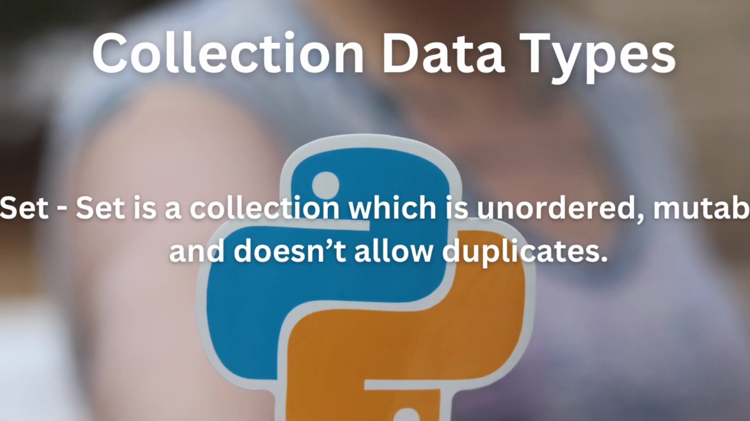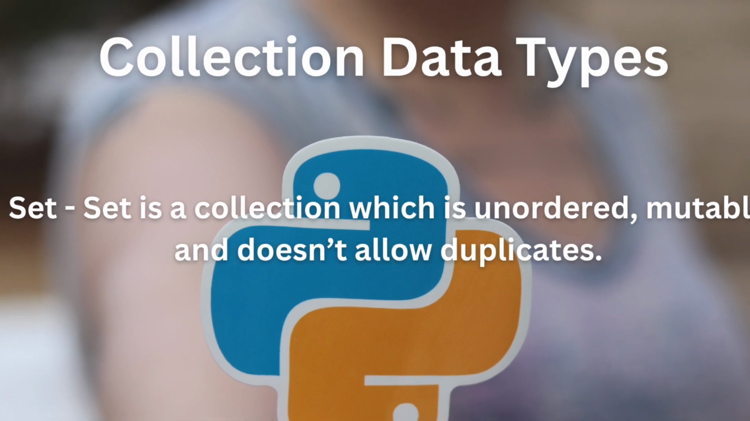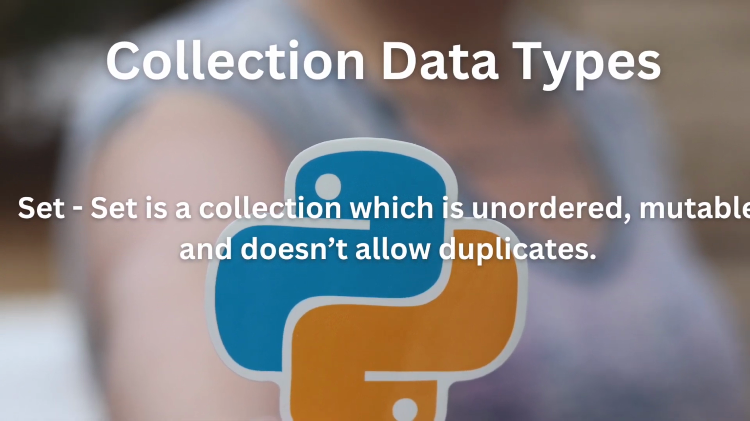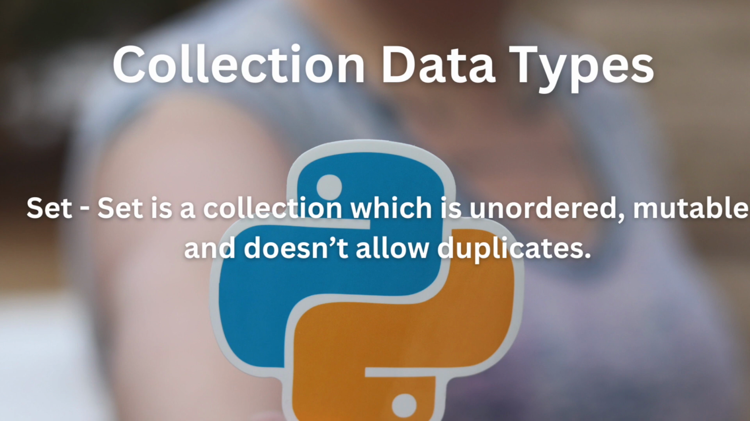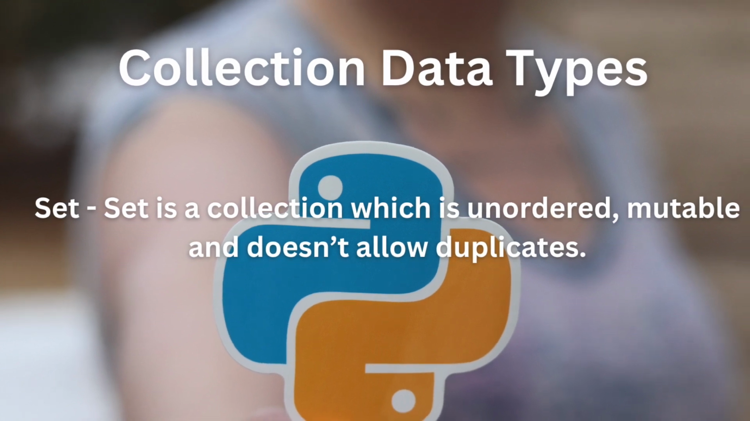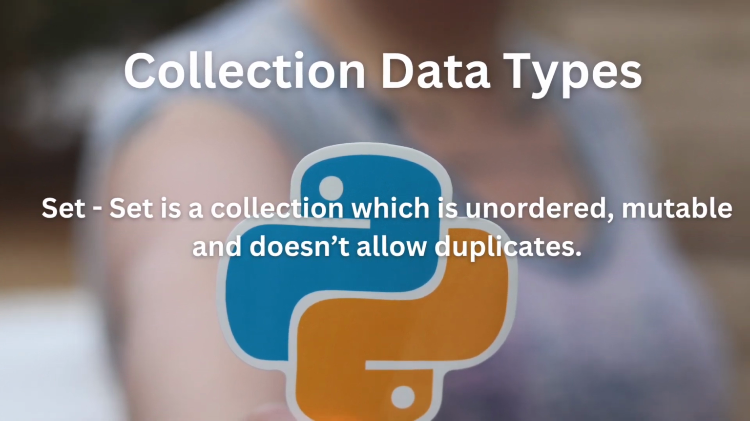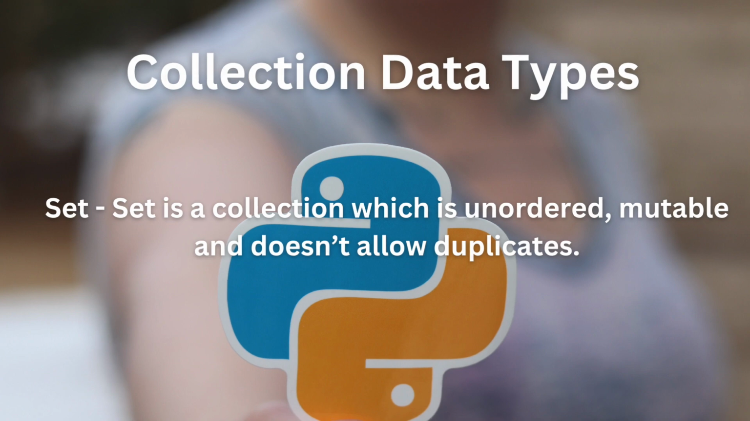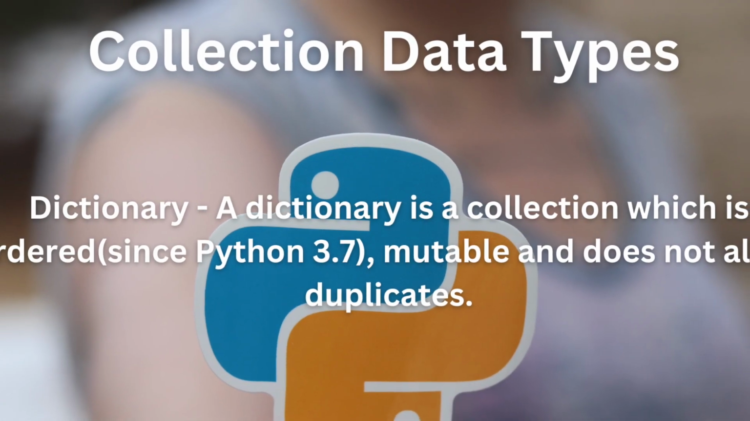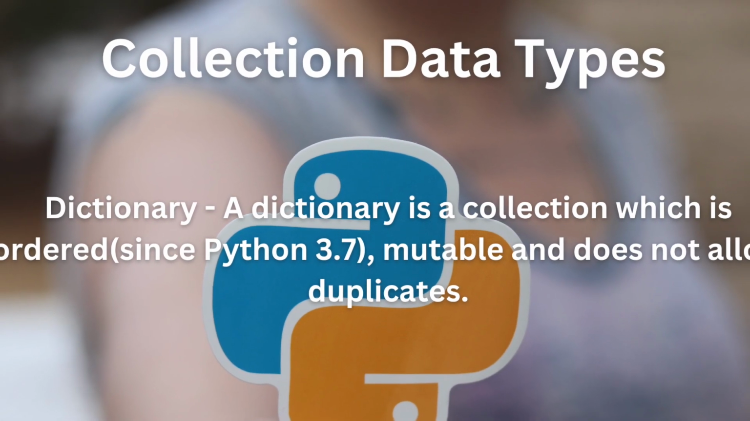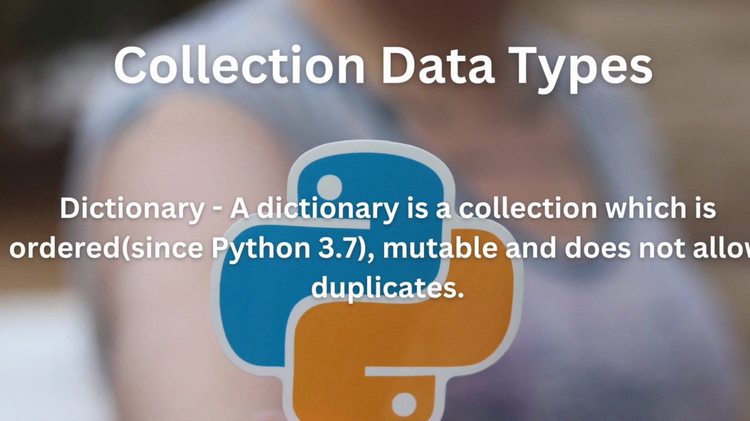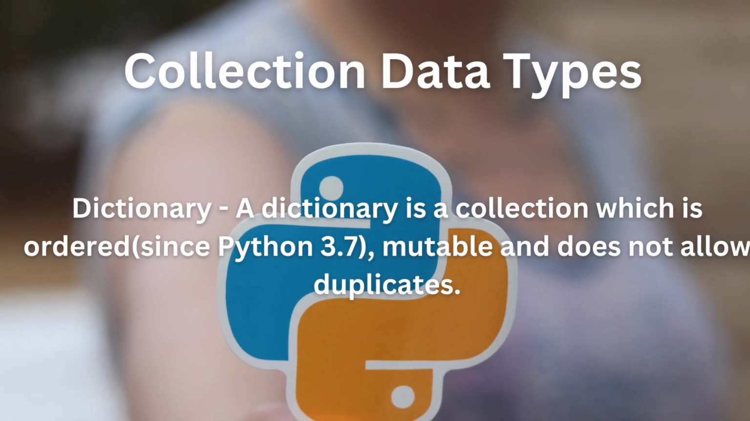A set doesn't maintain the order of the elements. That is, the order in which the elements are added to a set might be different from the order in which you get the elements. You can add or remove elements in a set, thus it is mutable. You can't have duplicate values in a set. A dictionary is mutable, and since Python 3.7 is ordered as well. You can't have duplicate keys in a dictionary.